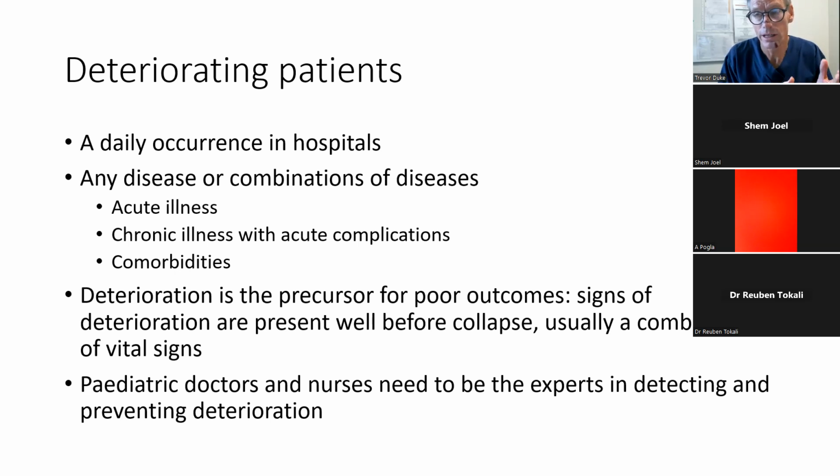And in those patients, it's often a greater challenge to identify them early, to identify the child where their baseline is not normal. It's not quite normal. They are perhaps some of the hardest patients to identify. And often deterioration leads to bad outcomes. So it's not just that a child will deteriorate and need some extra support. They have a much greater risk of death or adverse outcomes. And as I said, as pediatric doctors and nurses, we need to be experts in the detection and the prevention of this deterioration.